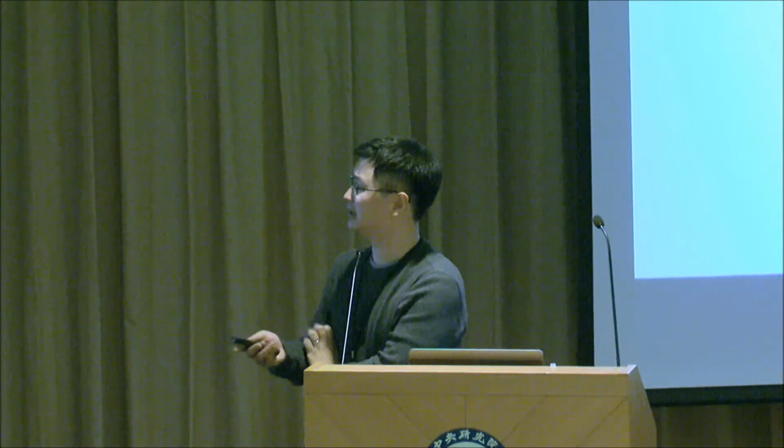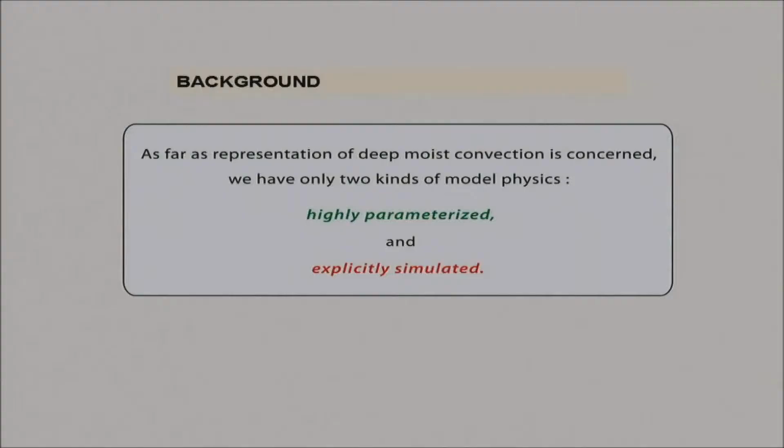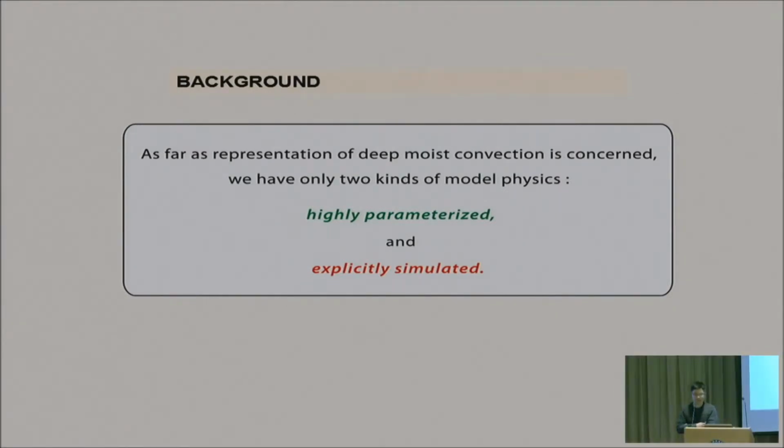The background of this idea is that as far as the representation of deep convection is concerned, we only have two kinds of moist parameterizations. The first one is the so-called highly parameterized, also known as the cumulus parameterization. And the other one is used in very high resolution models, such as the cloud resolving model. So it's called explicitly simulated. We treat the microphysics explicitly.